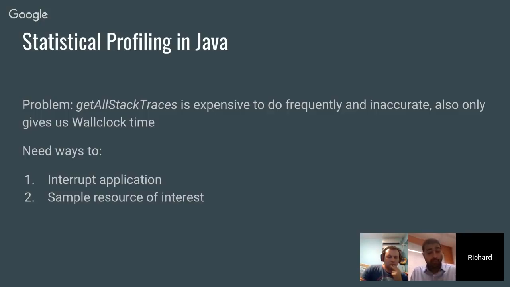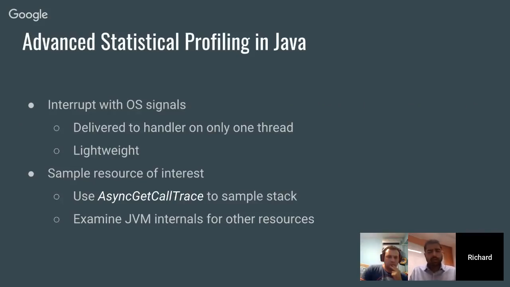And then to sample the resource of interest, we can either use AsyncGetCallTrace to sample the stack. And depending on whether we deliver that signal for CPU time or wall clock, we can still measure that. Or we can examine the JVM internals to try and measure other resources of interest, like memory or disk IO or network IO or such like. So this slide basically summarizes that.